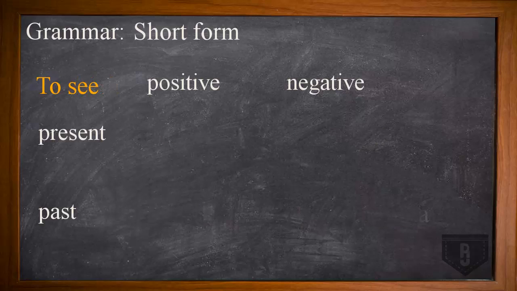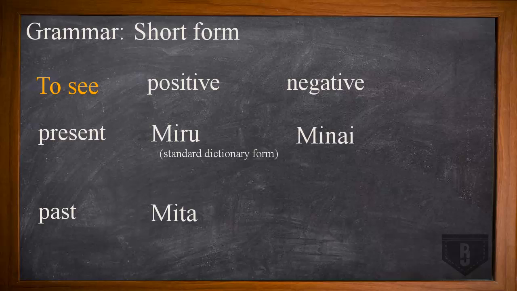To see, that's a ru-verb, so that doesn't have 5 syllables as the stems. The present positive would just be the dictionary form, that is miru. The past positive would simply be the ta form, so that would be mita. The present negative would be mi plus nai, so minai. And the past negative would be mi plus nakatta, so minakatta.